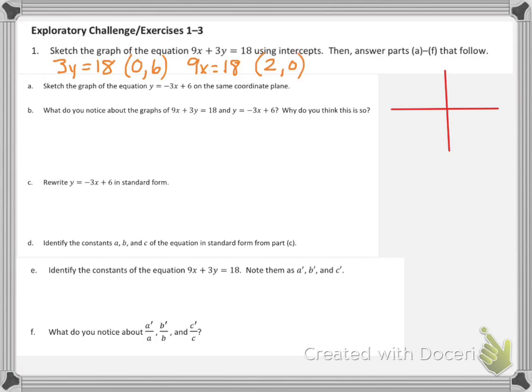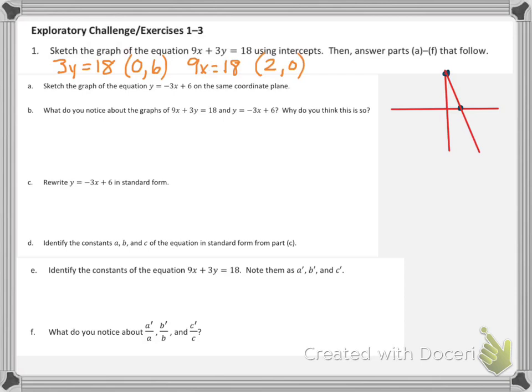0 to the right or left, 6 up. That's somewhere in there. And then 2 to the right, 0 up or down, somewhere in there. So there's my line, and my line is going to run right through both of those points, on and on forever in both directions. All right, so that's number 1.